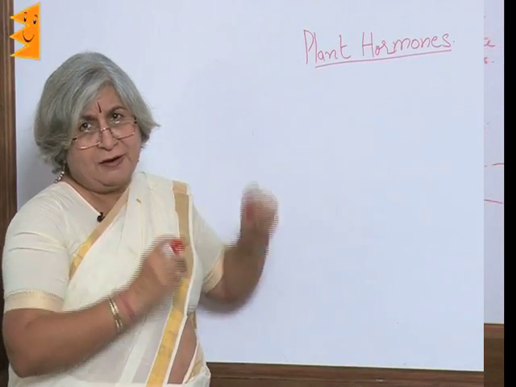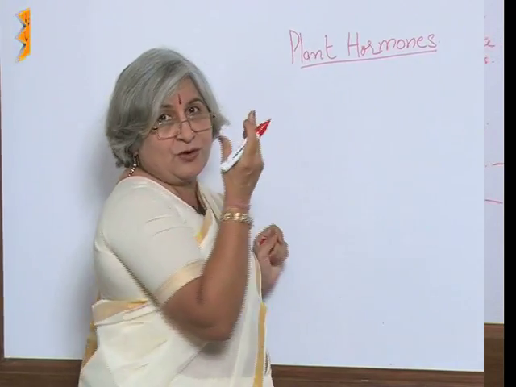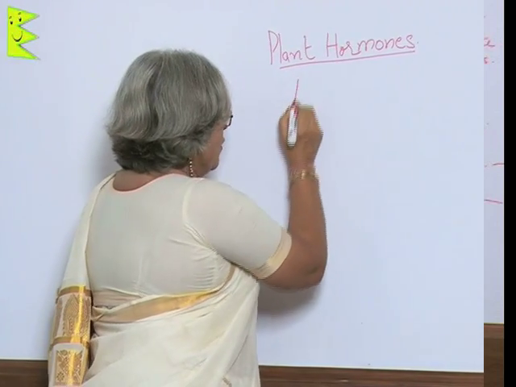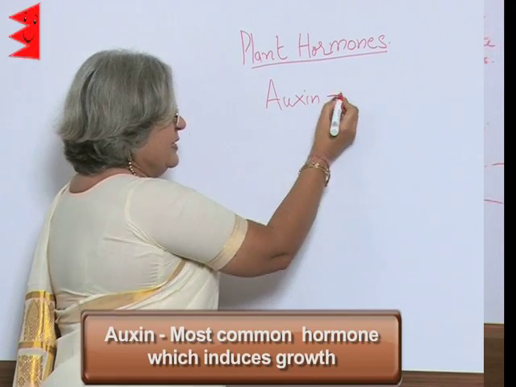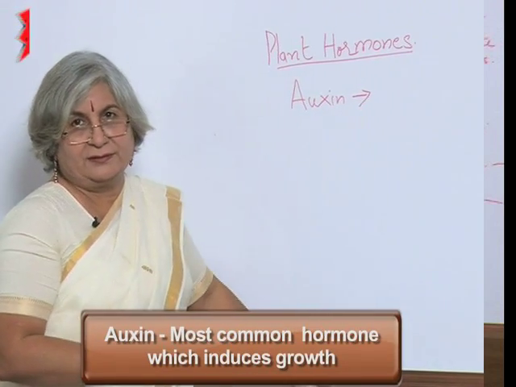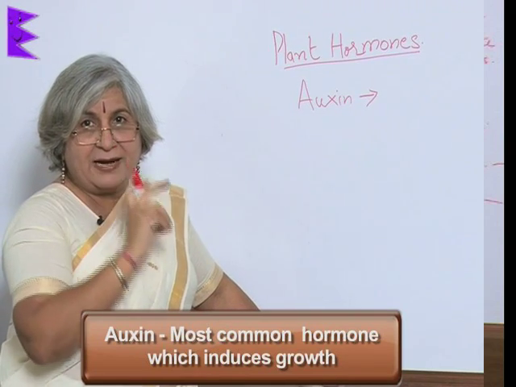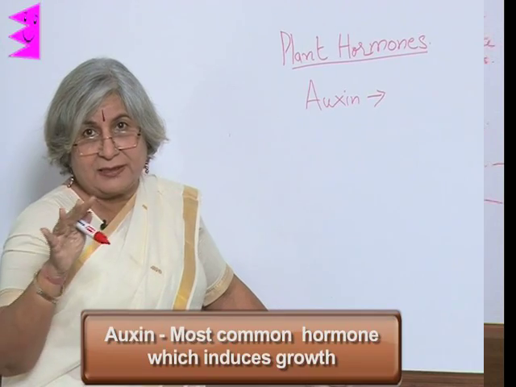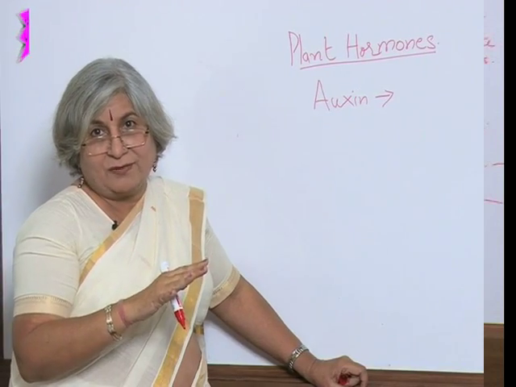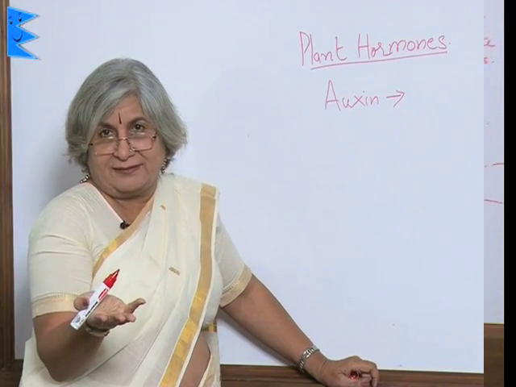Now, there is a hormone, the most common hormone, called auxin. It induces growth. The shoot tip and the root tip have auxin. You know, if we cut the tip, the growth stops. Why? Because there is no auxin.